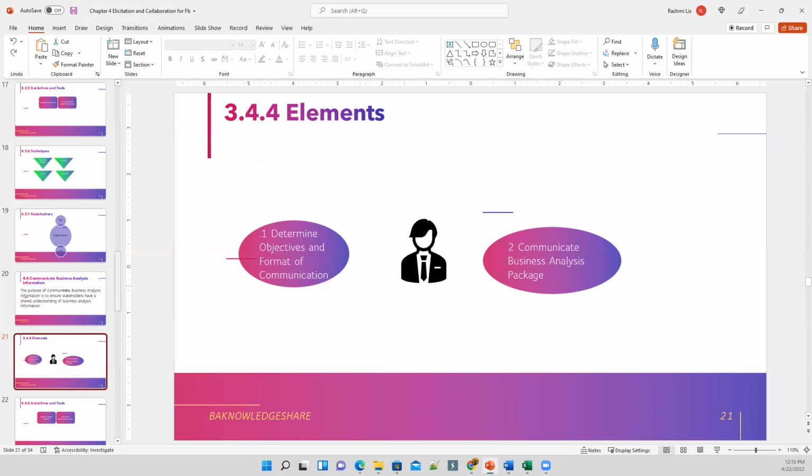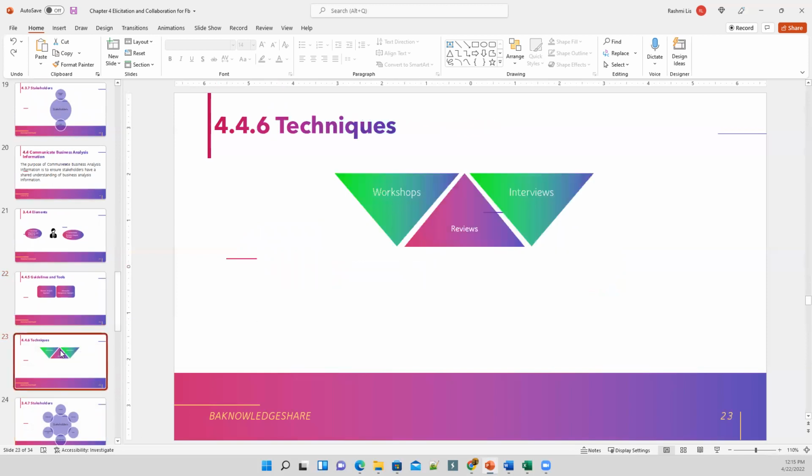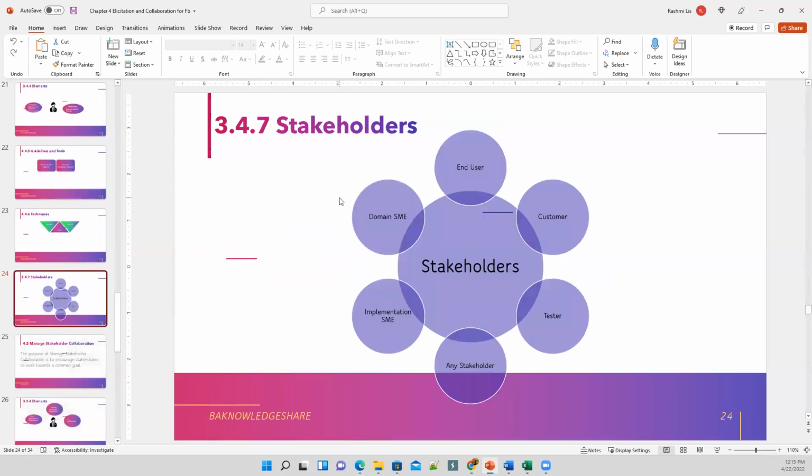So only 2 sets of elements here. Guidelines and tools are the business analysis approach and information management approach. There's only 3 techniques used here. And the stakeholders are your end user, customer, tester, implementation SME, domain SME, and any stakeholders.